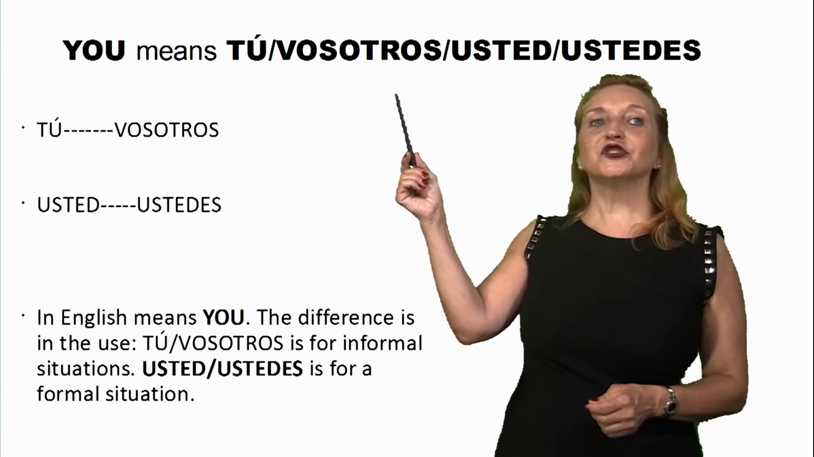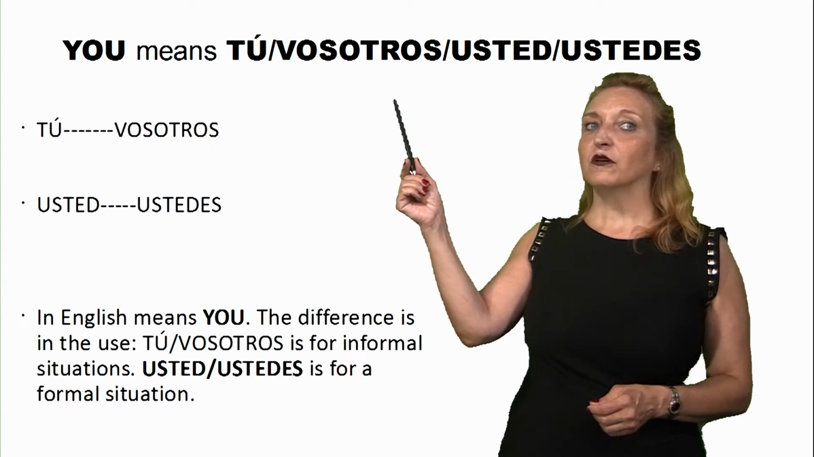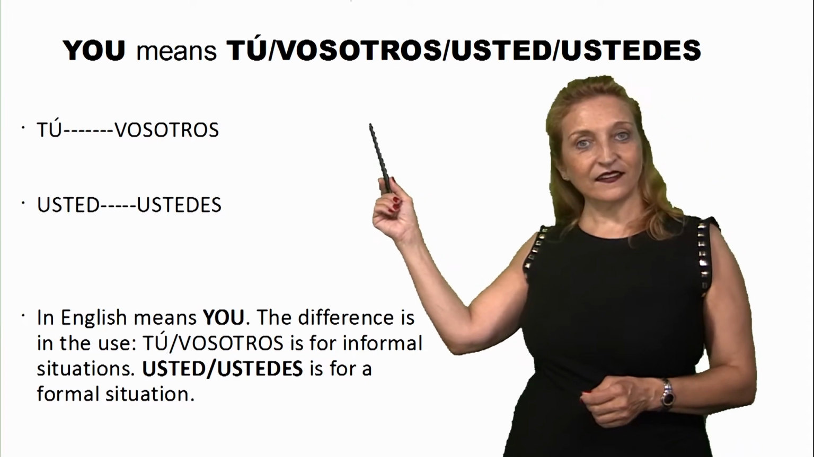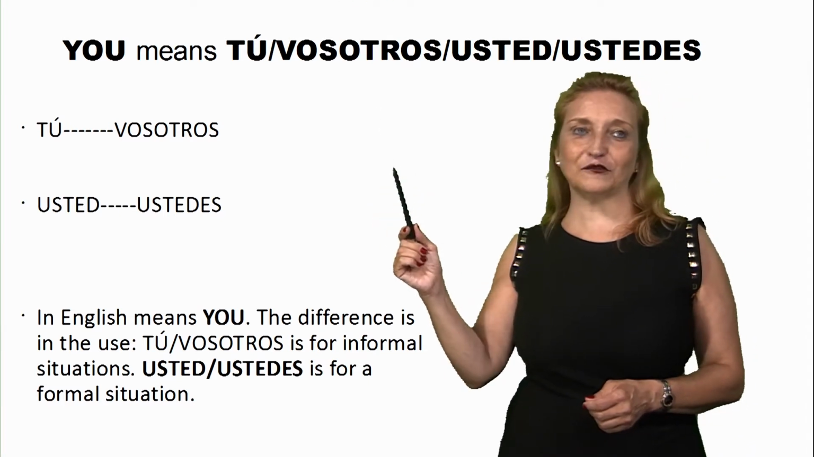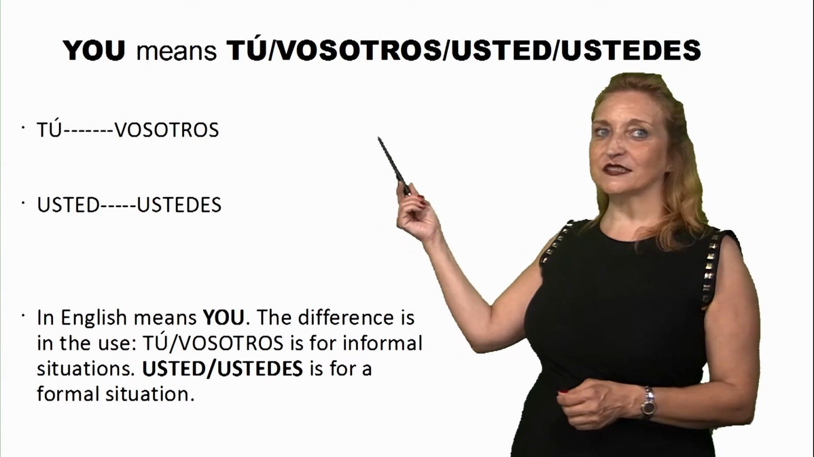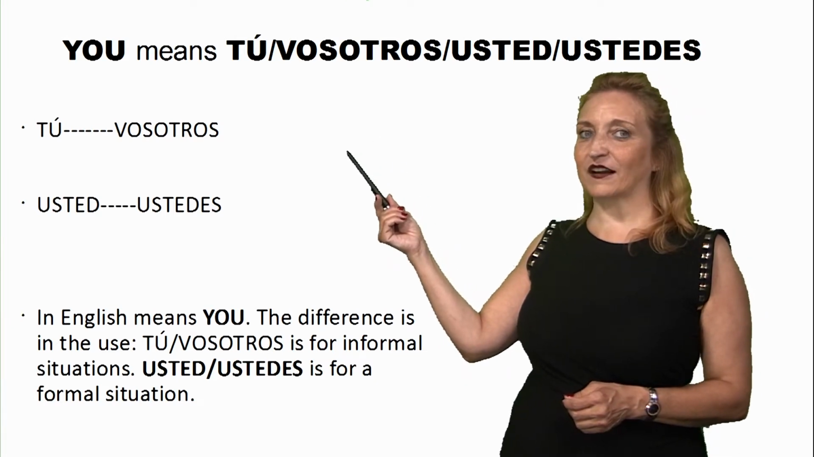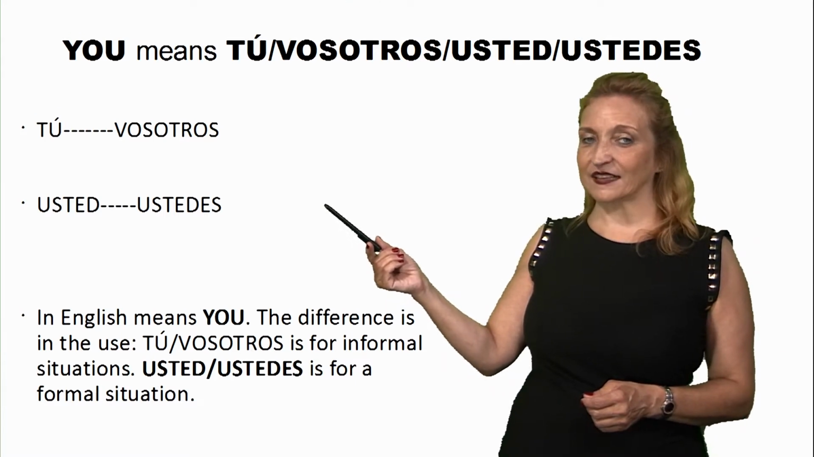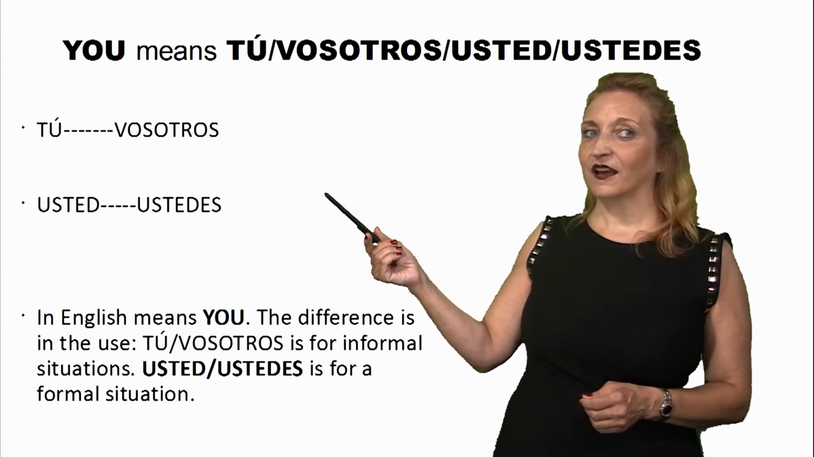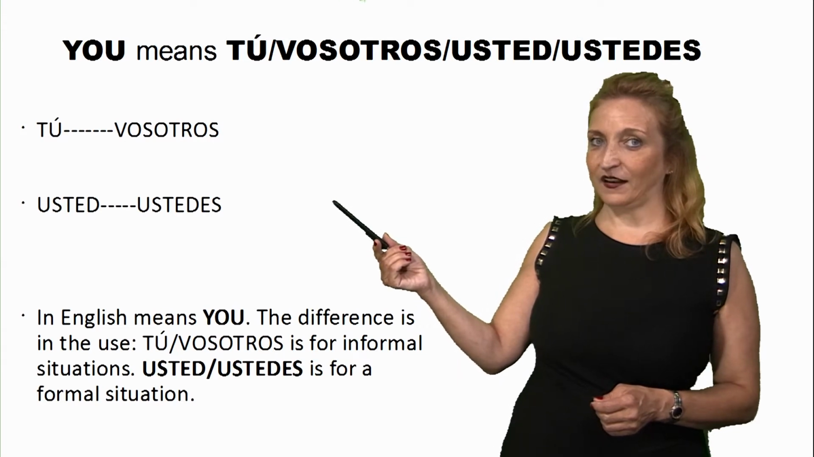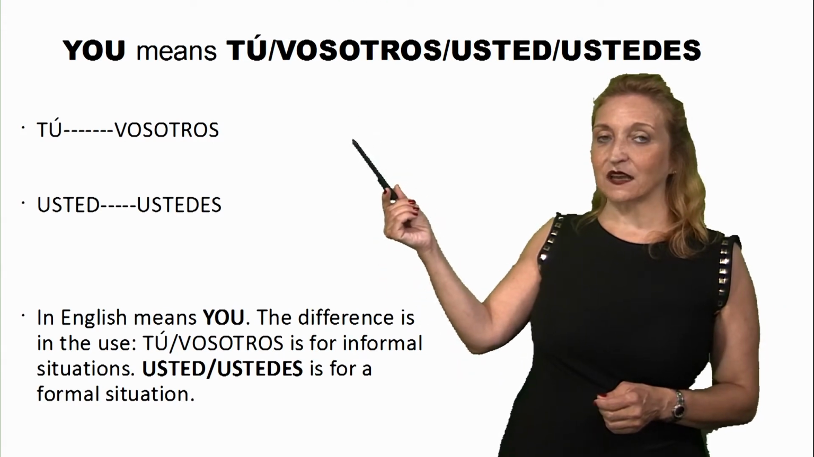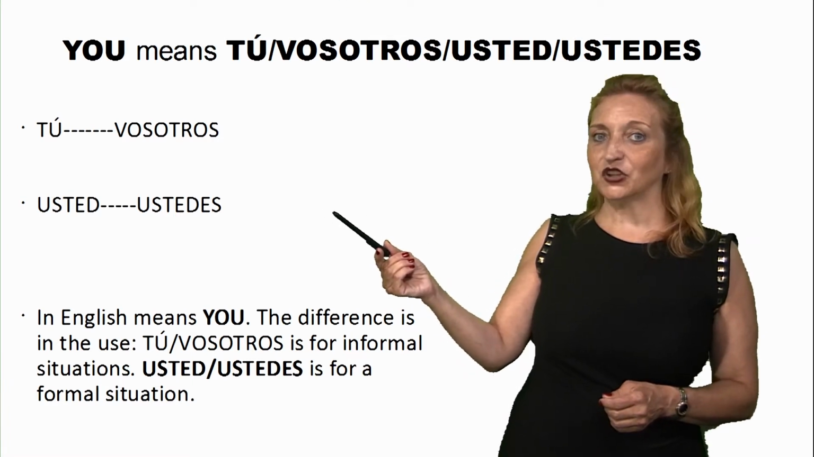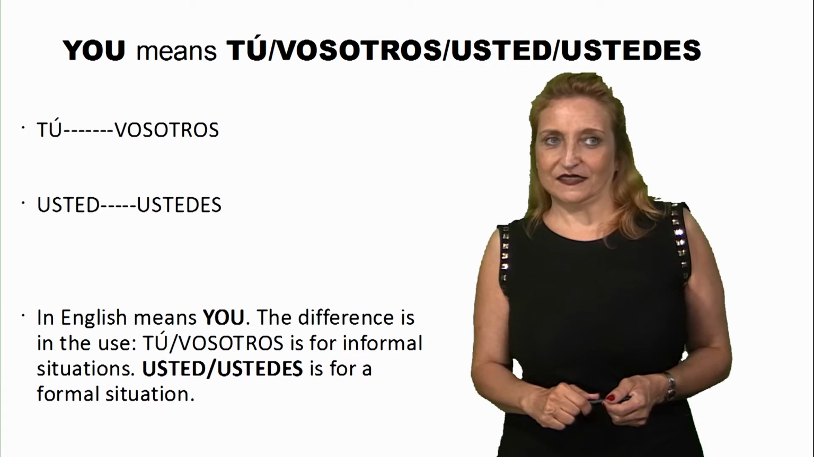You means tú, vosotros, usted, ustedes in Spanish. I know it's a little confusing. Tú, vosotros: tú is singular, vosotros plural. Usted, ustedes: usted is singular, ustedes is plural. Tú, vosotros means you in English. Usted, ustedes means you. But what is the difference?